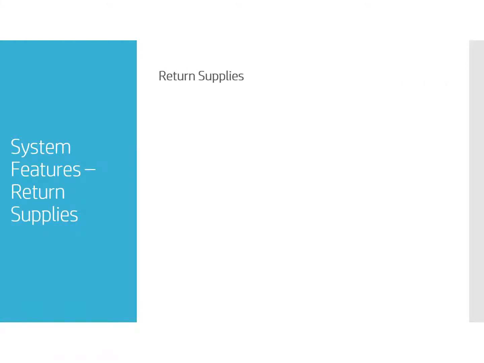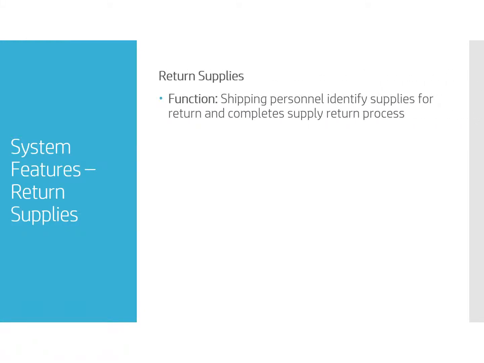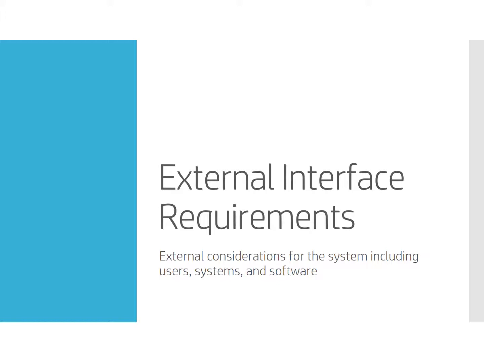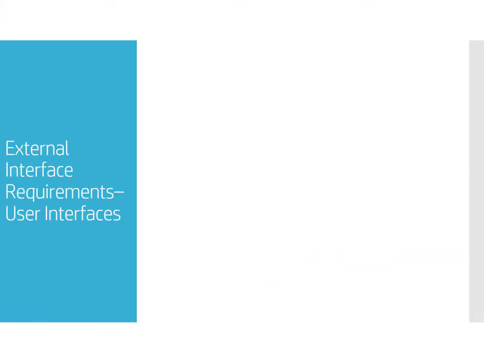The final function of the system will be to facilitate the return of supplies. This will involve the shipping personnel sending return shipping labels and also receiving and marking supplies as received in the system once they have been returned to the office and to the shipping center. The system will have some external interface requirements, and we're going to discuss those next.